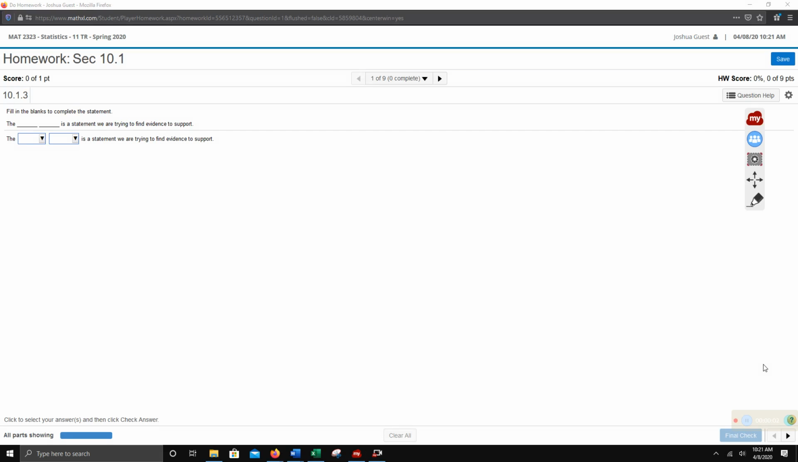All right, stats class. This is section 10.1. So let's work on this homework and see what we can come up with. The blank blank is a statement we are trying to find evidence to support. So if you recall, the null hypothesis is the statement of no change or equality. All right. Then we come up with our alternative hypothesis, and that is what we try to find evidence to support. So the alternative hypothesis is what we try to find evidence to support, and the null hypothesis is no change or status quo. All right.